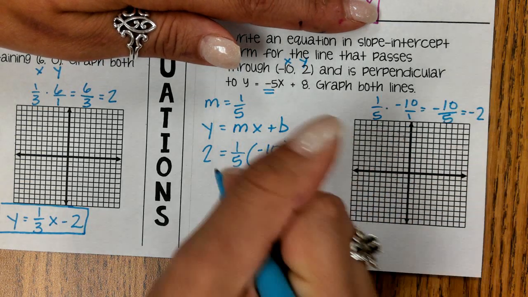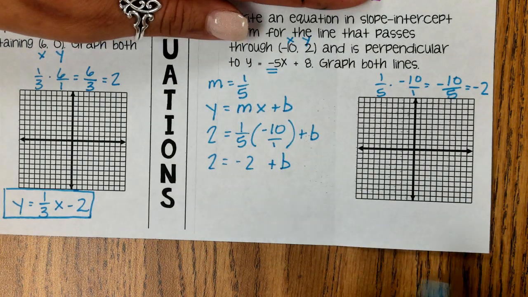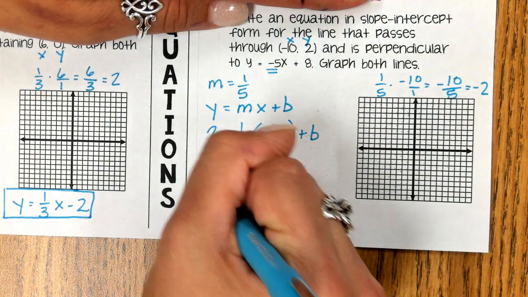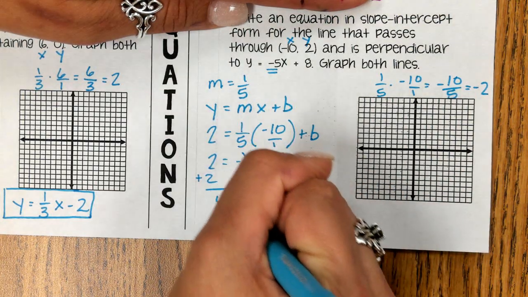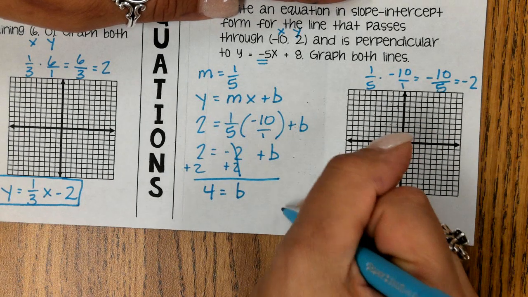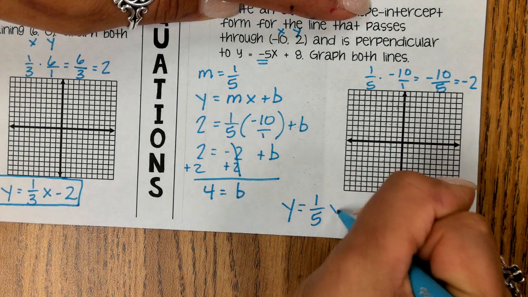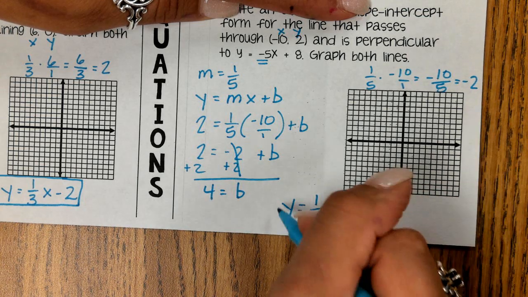Negative 2. So 2 equals negative 2 plus b. You add 2 to both sides. Get 4. 4 equals b. So how do I write this as an equation? Y equals 1 over 5x plus 4.